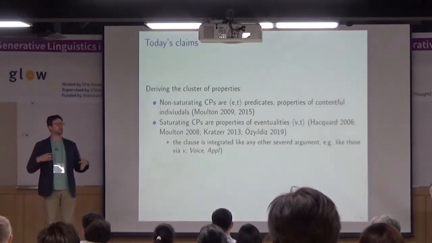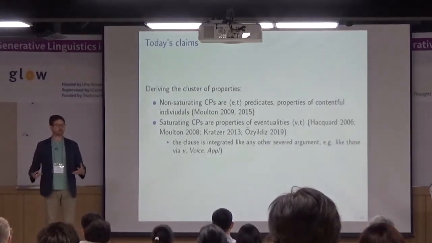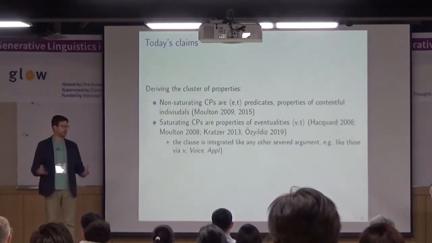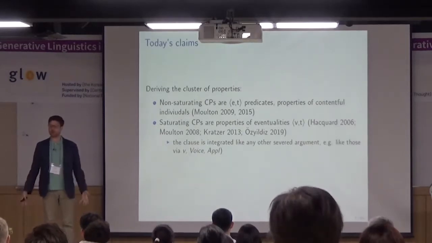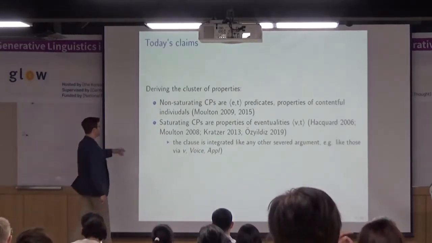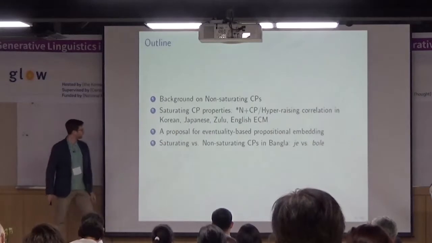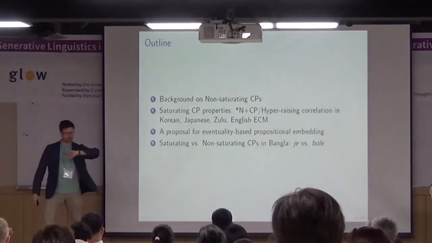And this will derive the transparency of these clauses. It'll derive why saturating CPs sit where they do, why they can't combine with nouns, and why they're more transparent for movement operations, whereas the non-saturating ones aren't. So this is the outline of the talk.